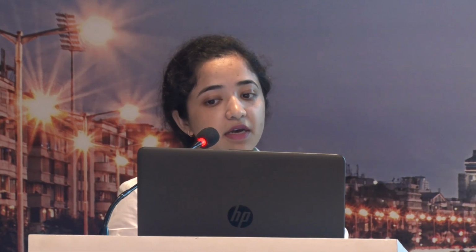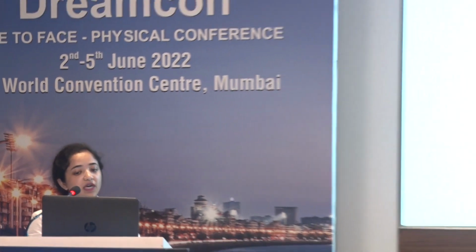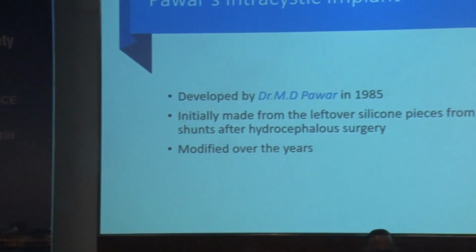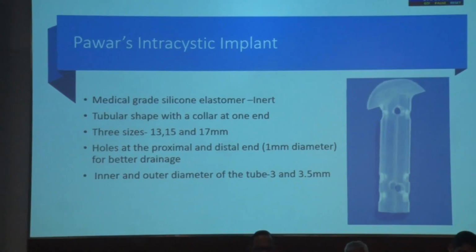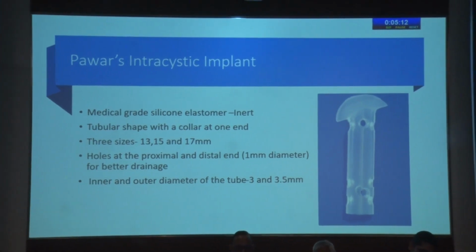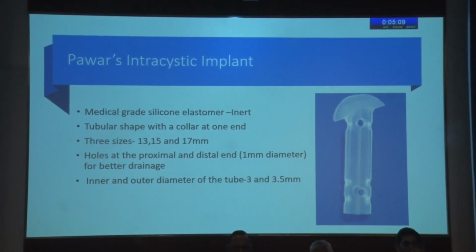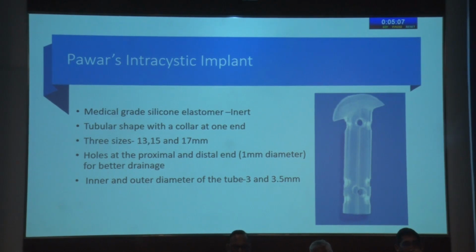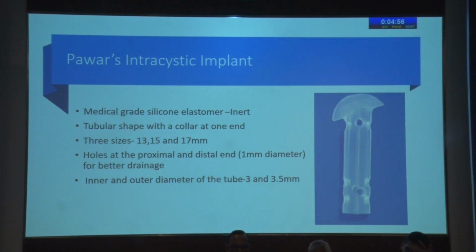The Pavar's intracystic implant was developed by Dr. M.D. Pavar in 1985. Initially, it was made from leftover silicone pieces used in hydrocephalus surgery, and it has undergone several modifications over the years. The current implant is made of silicone, an inert material. It has a tubular shape with a collar at one end, available in three sizes of 13, 15 and 17 millimeter, and it has holes at the proximal and distal end, 1 millimeter in diameter, which allow better drainage. The inner and outer diameter of the tube are 3 and 3.5 millimeter respectively.